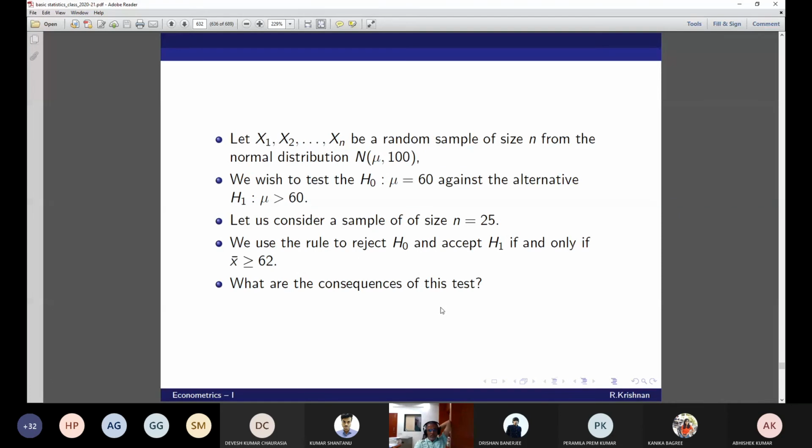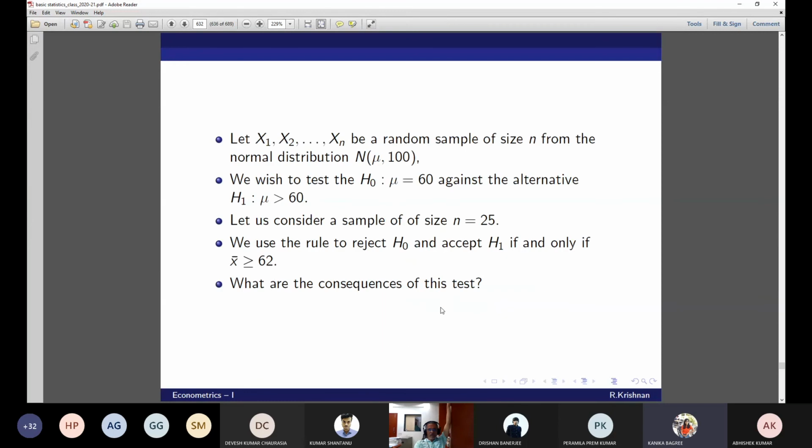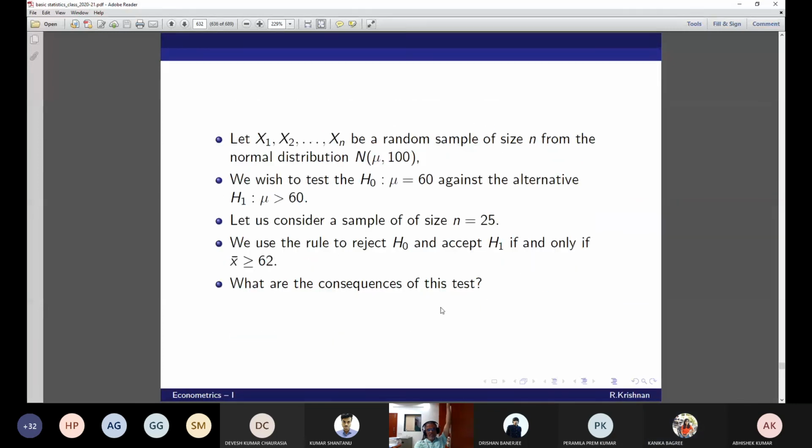You see here you want to test, look at this, against the alternative mu greater than 60, something close to this. Yes, sir. Sir, power is basically correctly rejecting the null. Look at this. The power function, we know that pi(mu) for mu greater than 60 is simply this. Sir, I want to ask you about the power and not the power function. Evaluate the power at various values greater than 60. That's what I can tell you.